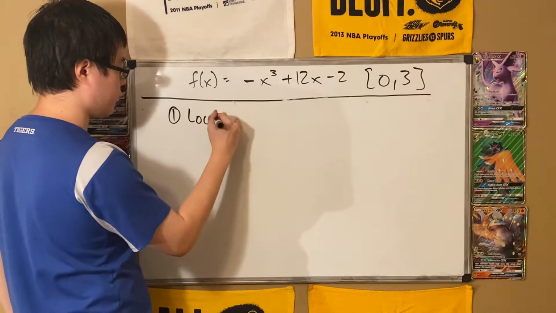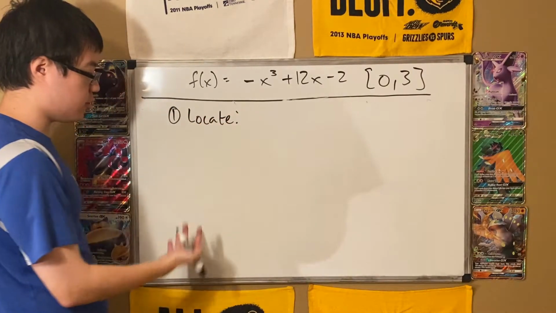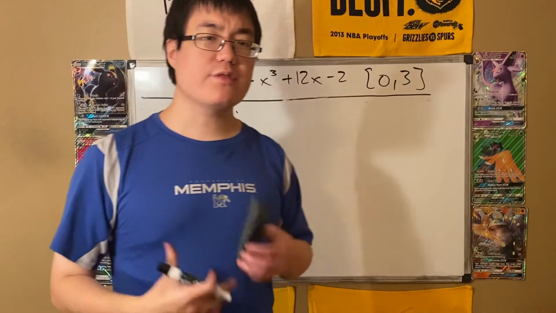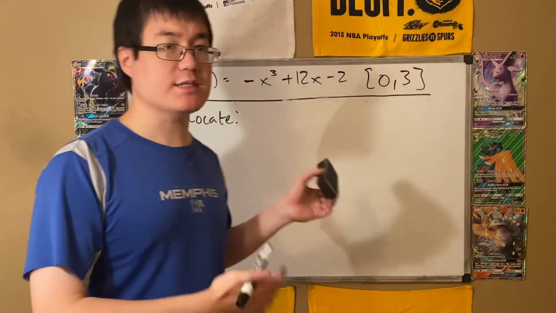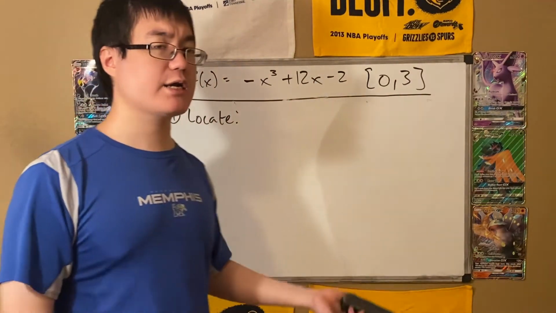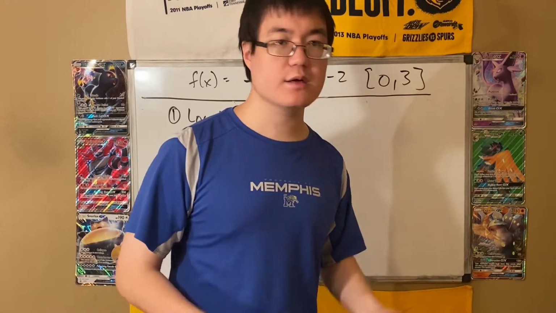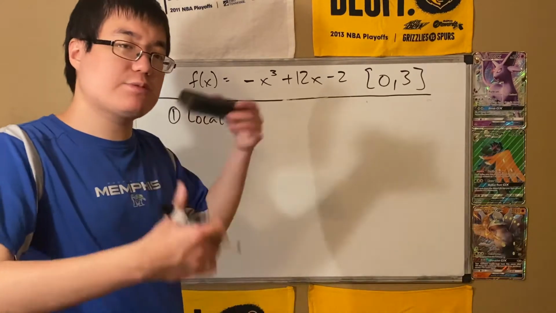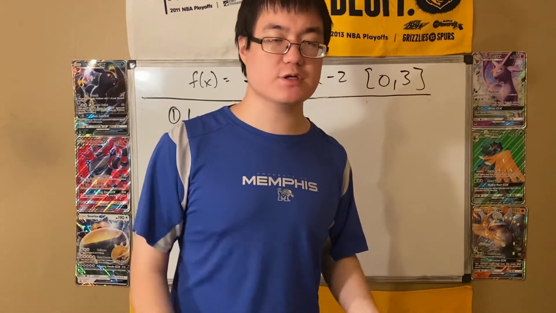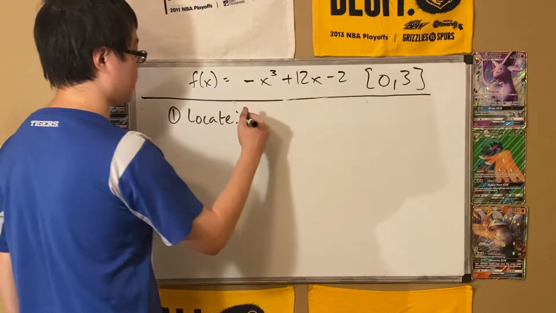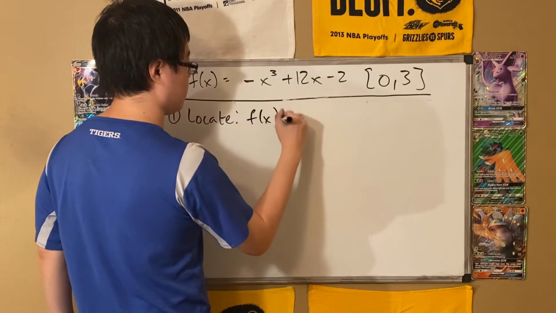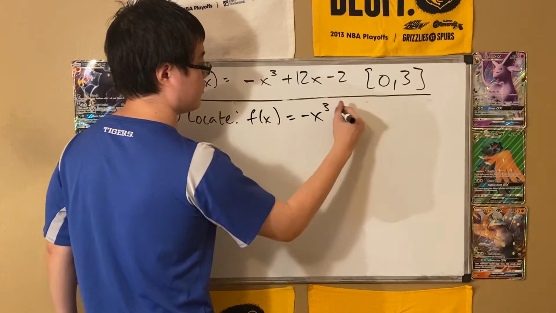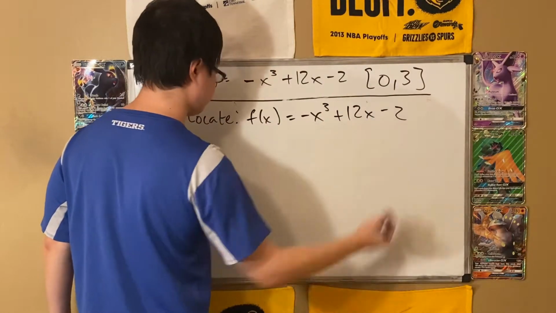So we're going to do locate first, the 3 steps: locate, critical points, table. I like to write the locate even if it's the given because I feel like I'm going to plug in the numbers more accurately if I write it in my own handwriting. Another thing is that sometimes the locate doesn't match the given, so it's nice practice to always write the locate function, meaning the function you're taking the absolute maximum of. So in this case, the locate would be f of x equals negative x cubed plus 12x minus 2.